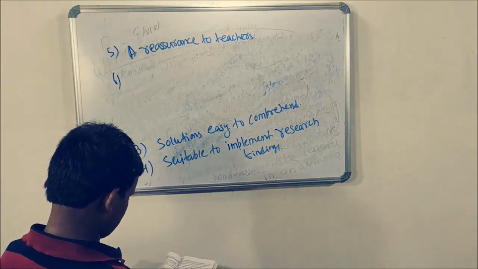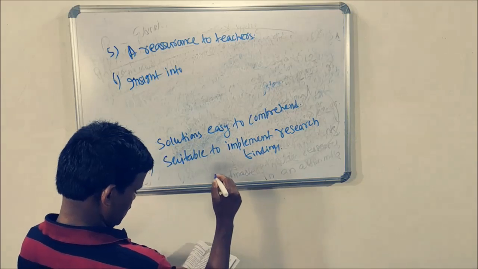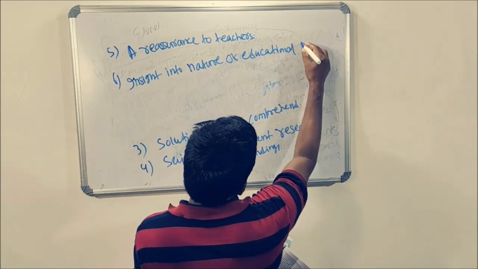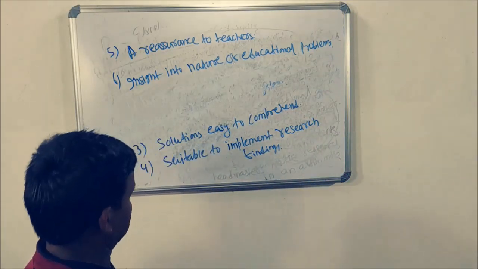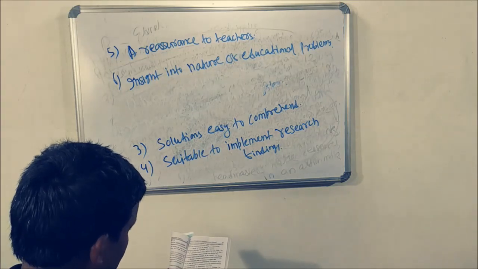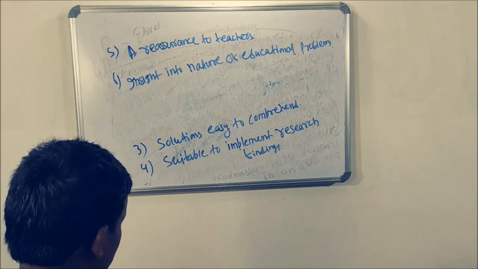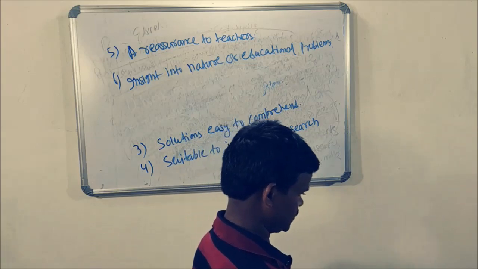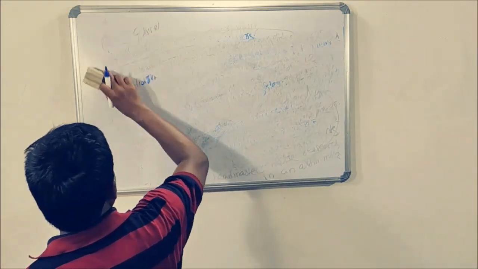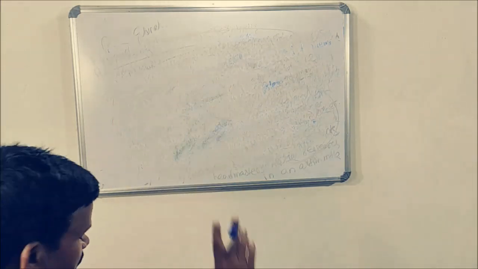Point 6. Insight into the nature of educational problems. The findings that come out of action research may be helpful to solve various educational problems. All this is about the need and importance of action research. With this, the first question is finished. This first question is: what is action research, and what are the need and importance of action research.